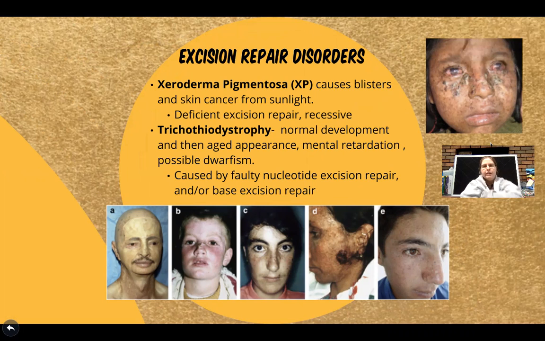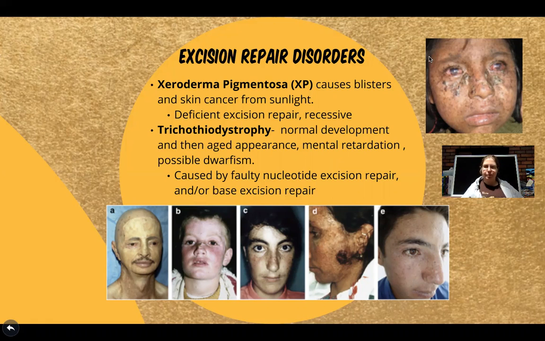So the first one is xeroderma pigmentosa, or XP. That's this child up here on the top right. What happens is it causes blisters and skin cancer from sunlight. The reason for this is because of a deficient excision repair. So you go out in the sunlight, even if you spend a couple hours, you might be developing some of those dimer mutations, but your cells and your enzymes naturally go through and repair them.